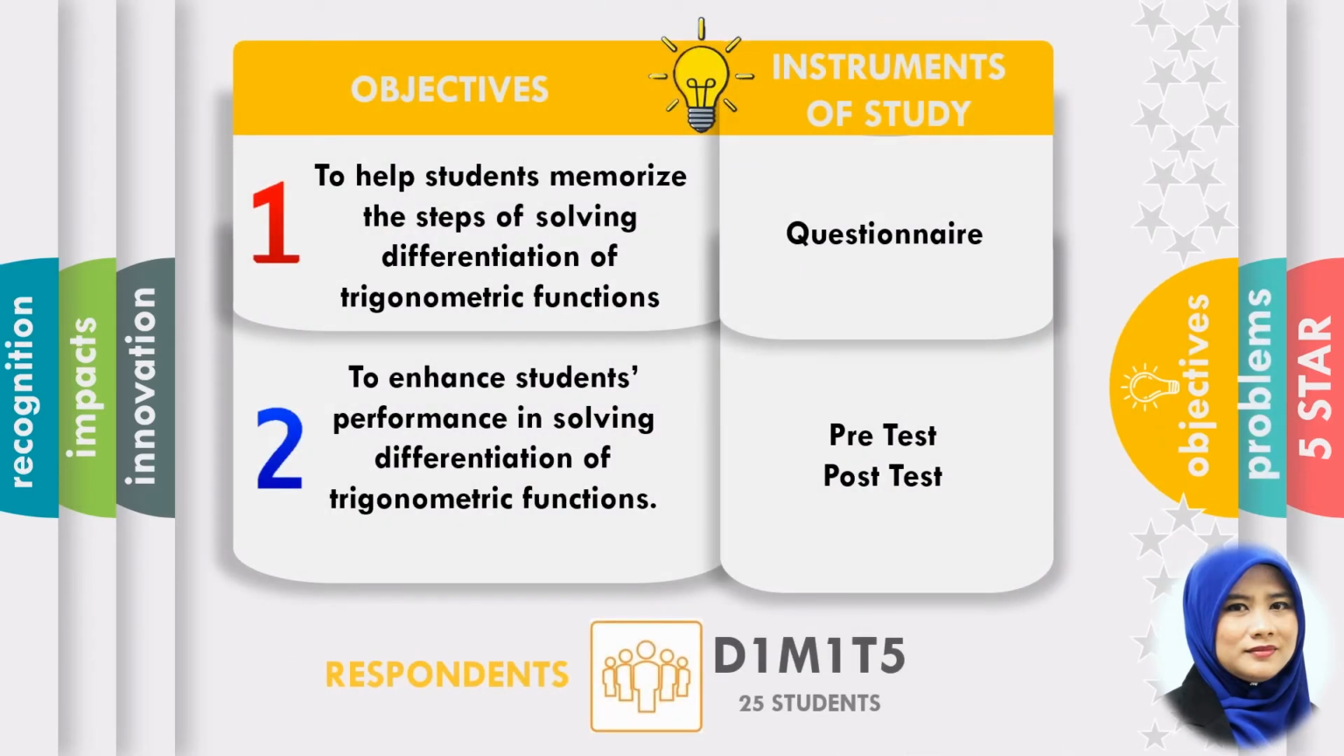The first objective of our study is to have students memorize the steps of solving differentiation of trigonometric functions. A questionnaire will be used in order to answer the first objective. The second objective is to enhance students' performance in solving differentiation of trigonometric functions. A pre-test and post-test will be conducted in order to answer the second objective. The respondents of our study are 25 students from class D1 M1 T5.